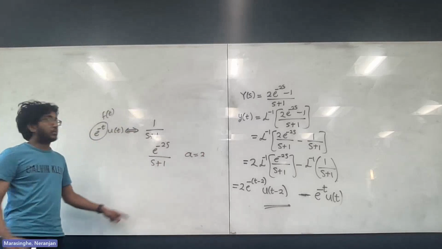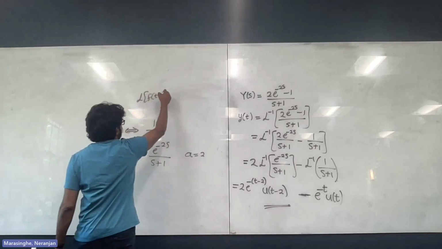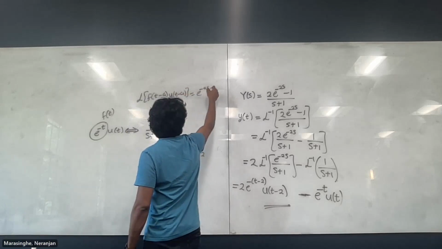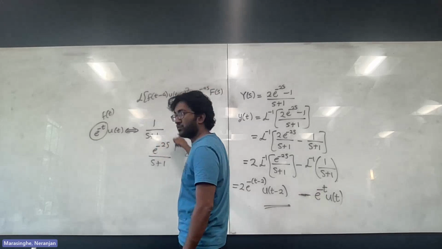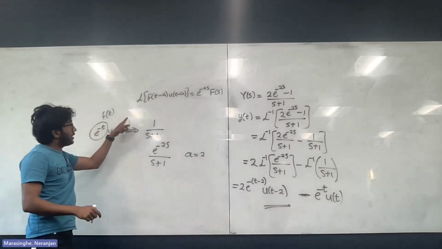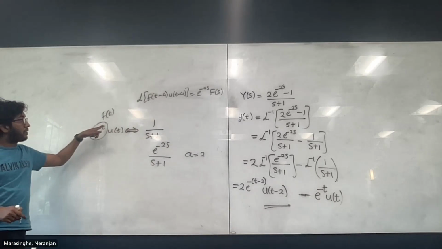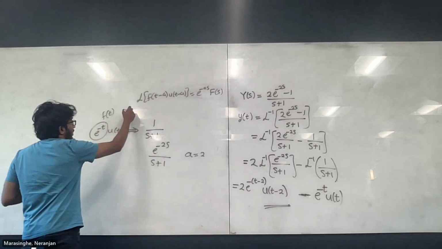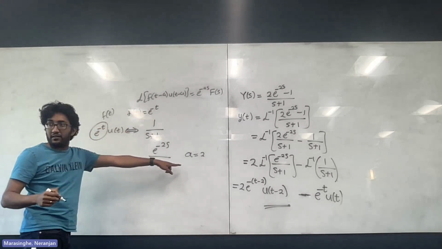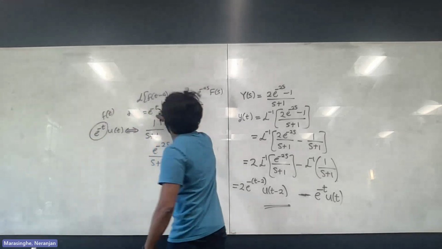Is that clear? Because you got a negative. What is the result? f(t minus a) u(t minus a) is equal to e to the minus as times F(s). So this is my e to the minus as portion. So the inverse is going to be f(t minus a) u(t minus a). f(t) is e to the minus t. What is f(t minus a)? Replace t by t minus a. What is a? It is 2. So what is f(t minus 2)? e to the minus, replace t by t minus 2.